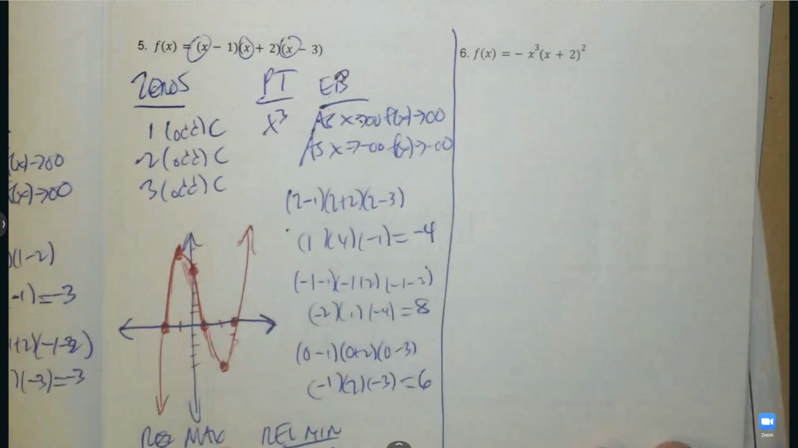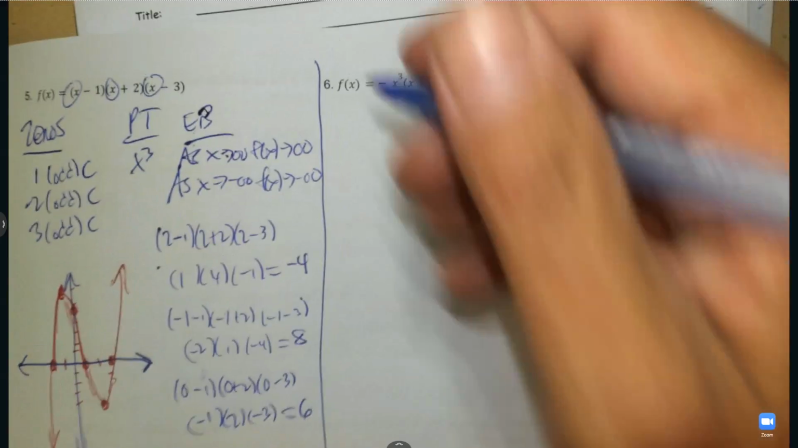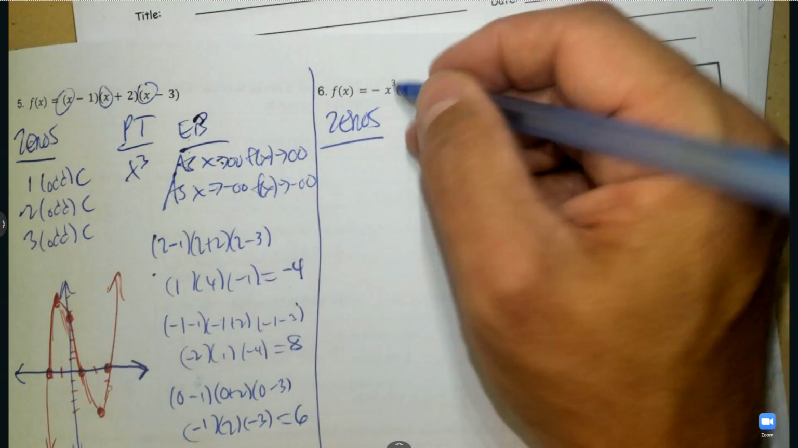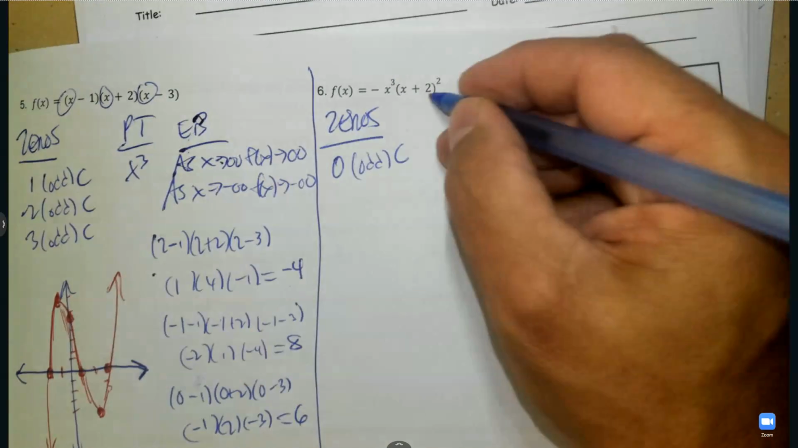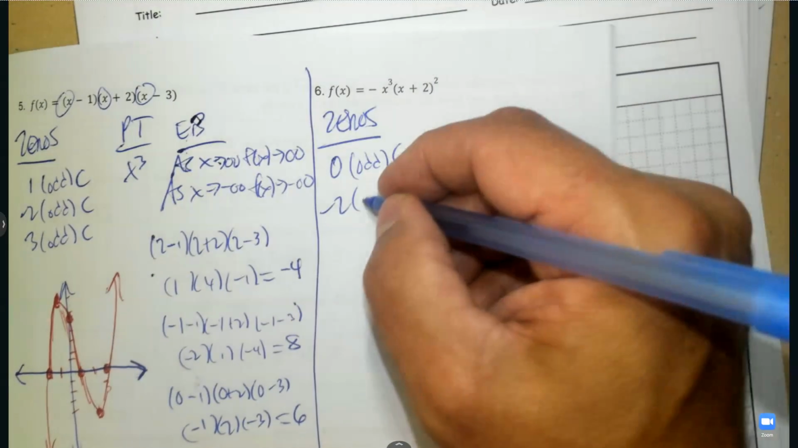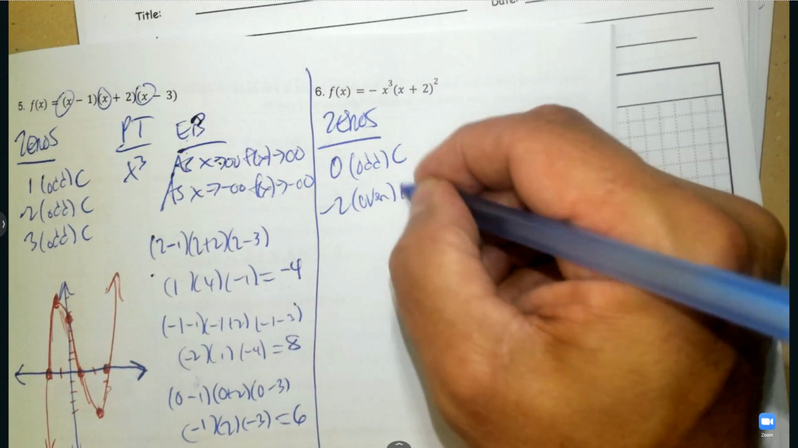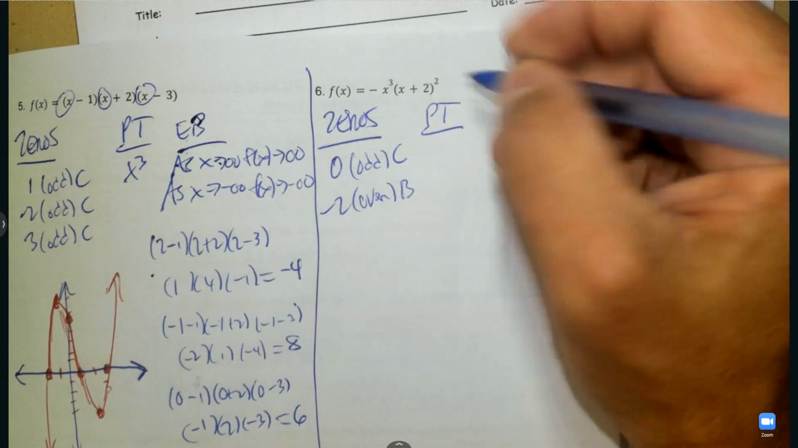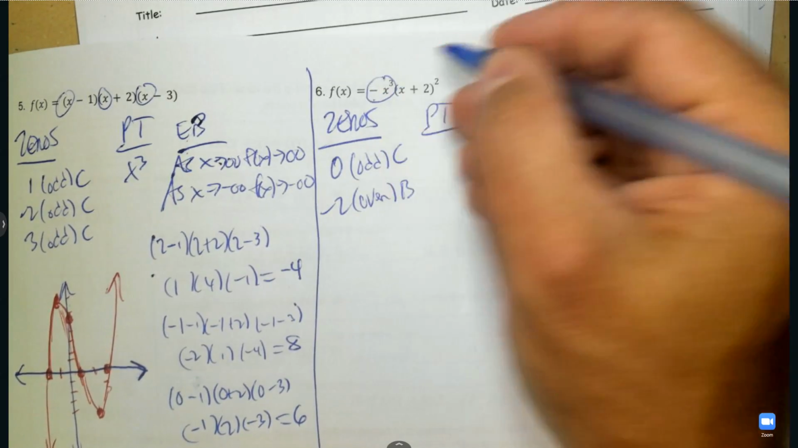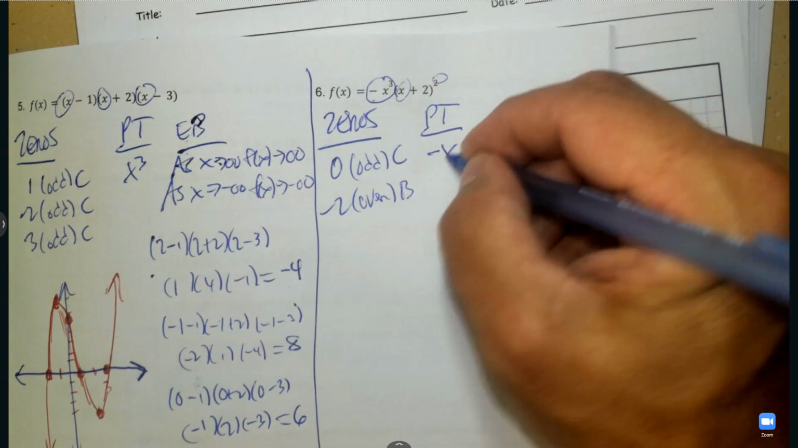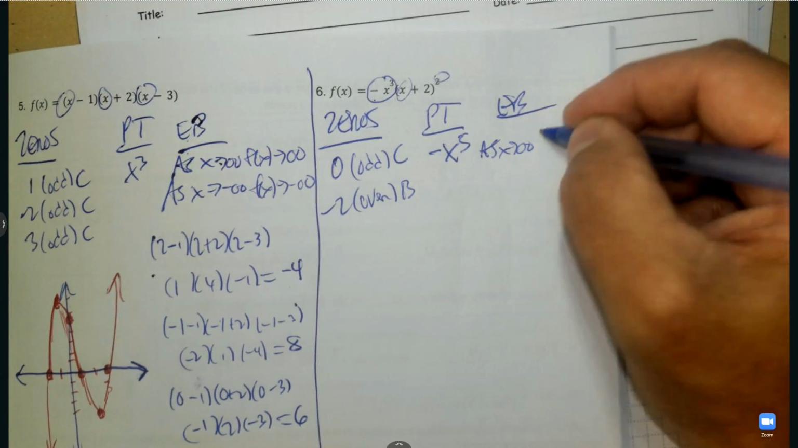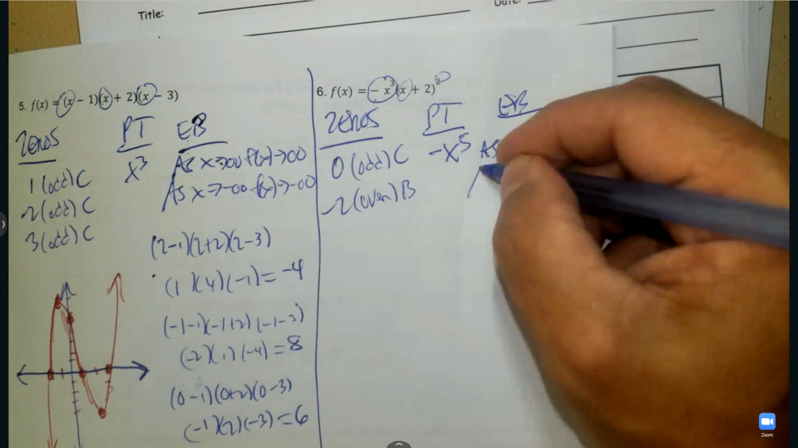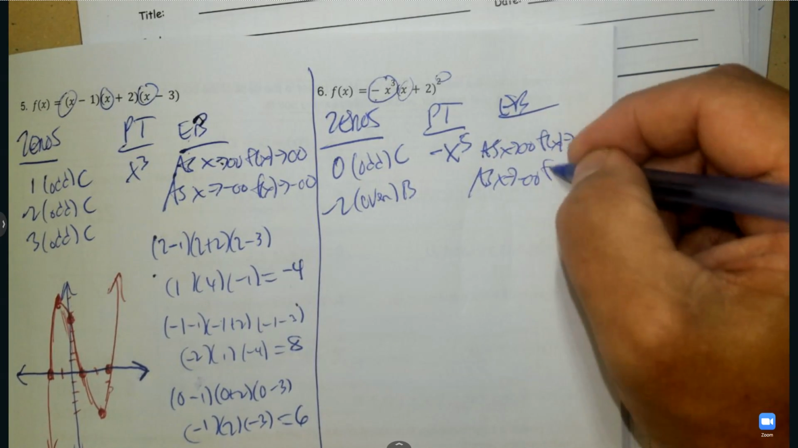All right, let's see what you got. Number 6. Press pause and try or follow. So x cubed gives me 0. It has an odd exponent, which means it's going to cross, and then negative 2 has an even exponent, which means it's going to bounce. The power term, we have negative x cubed times x squared, so altogether it's negative x to the 5th. So the end behavior, the right end goes down, and the left end goes up.